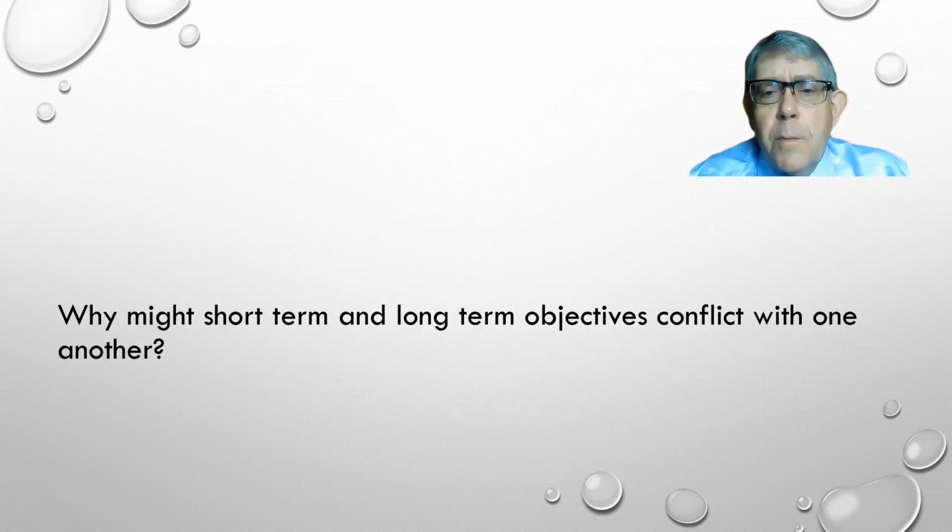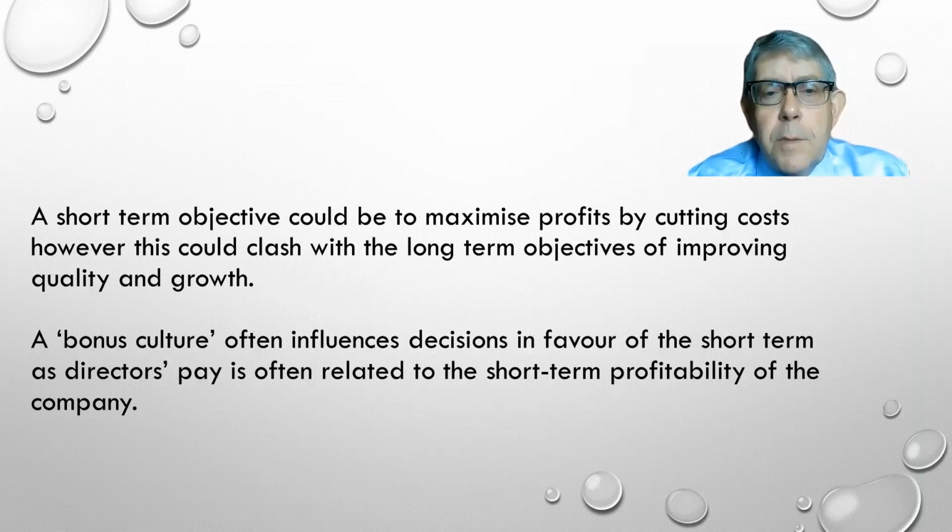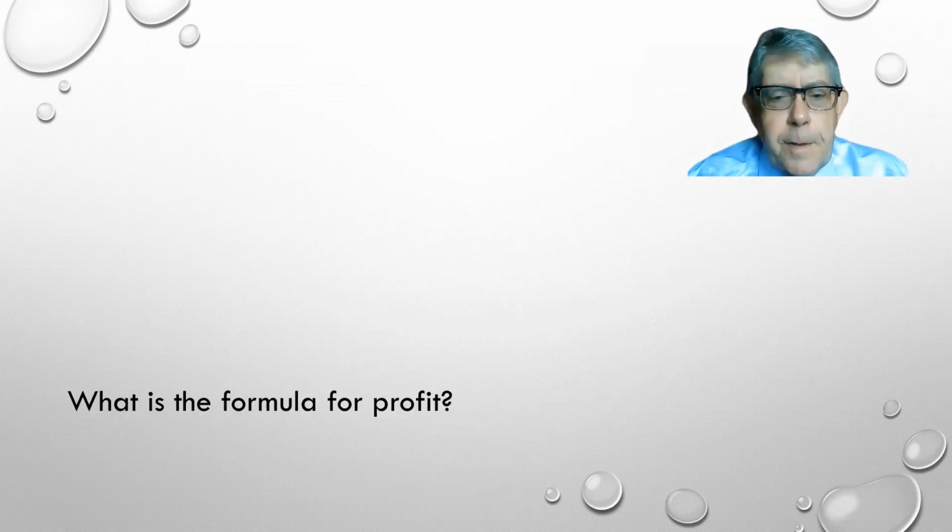Why might short-term and long-term objectives conflict with one another? Well, a short-term objective could be to maximise profits by cutting costs. However, this could clash with the long-term objectives of improving quality and growth. So, in fact, there's a trade-off. A bonus culture often influences decisions in favour of the short term, as directors' pay is often related to short-term profitability of the company.